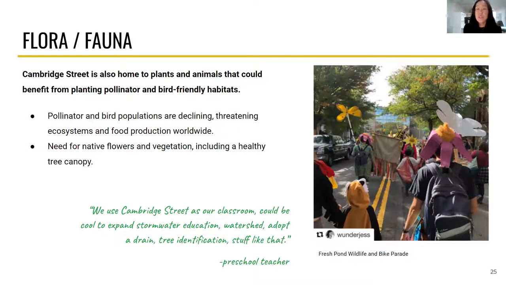And then we don't want to forget flora and fauna. This is a really important thing: Cambridge Street is a habitat for things other than humans. So we are aware of that as well. And we're thinking about a healthy tree canopy and native vegetation and how that's very important, not just for the humans, but also for some of the other fauna that live on Cambridge Street.